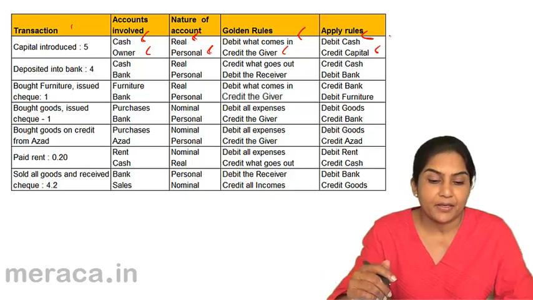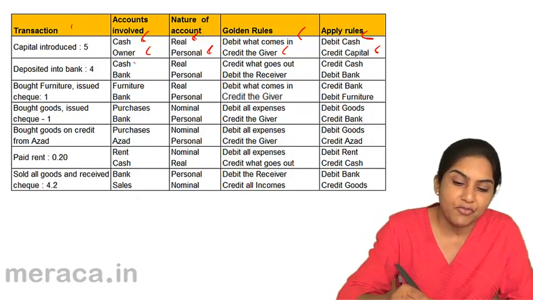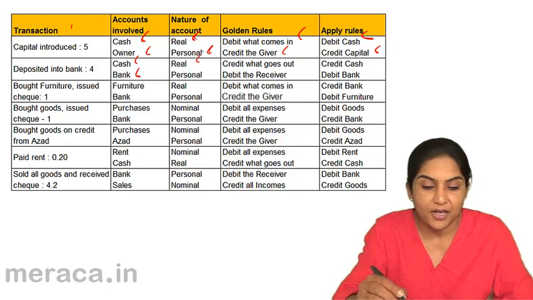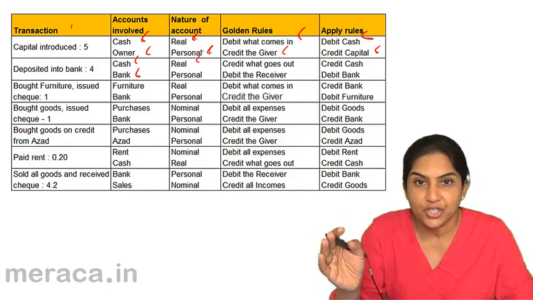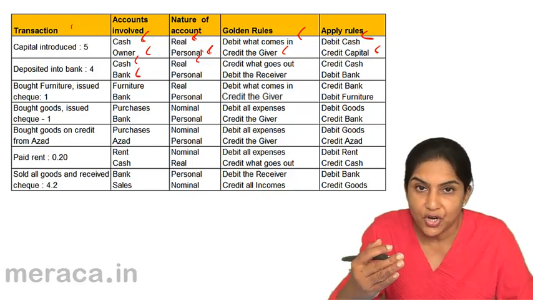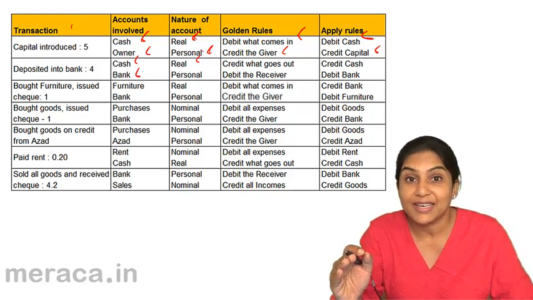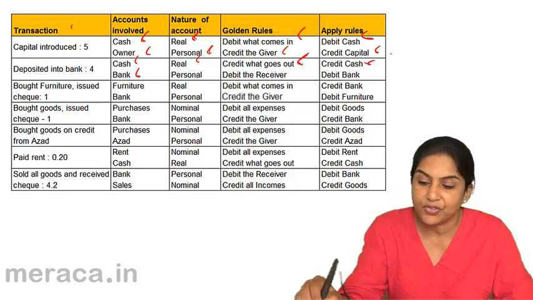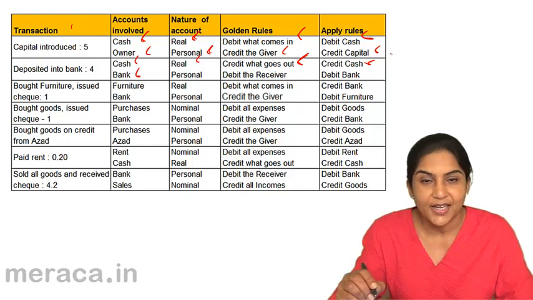Deposited into bank 4 lakhs. Accounts involved are cash and bank. What is cash? We said it's a real account. In this case, we have put cash into the bank, so as far as the business is concerned, cash has gone out. Debit what comes in, credit what goes out. Cash has gone out, therefore credit cash.